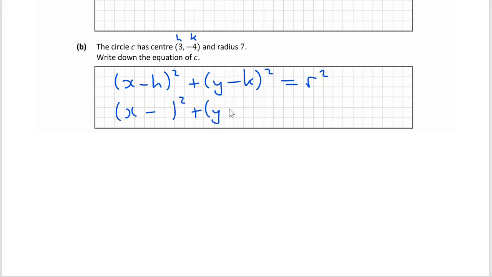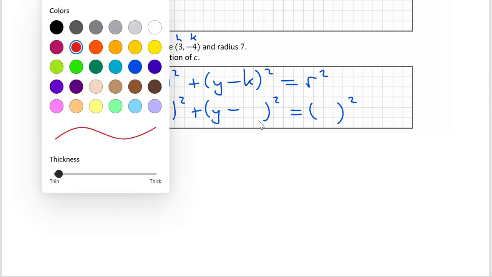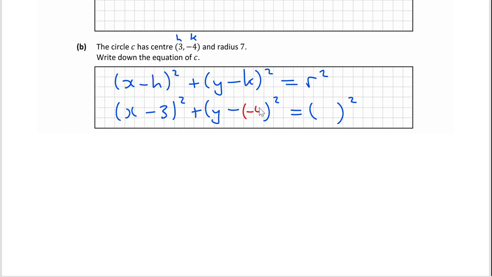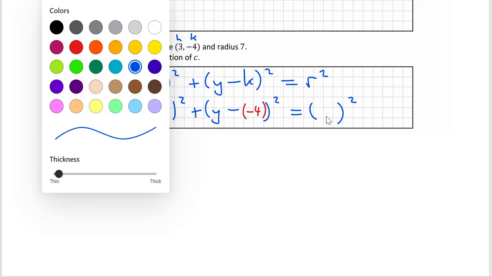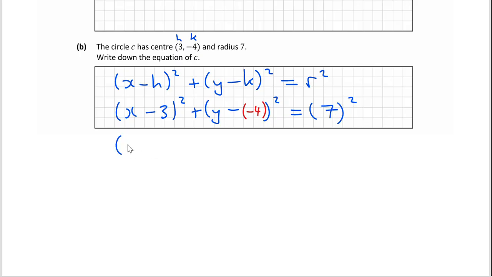And we start plugging in values. h is 3. I always told you, if you have a negative number, make sure you put in brackets. And r there, simple enough, is 7 going in there. So now changing that, that's going to be x minus 3 to be squared plus y plus 4 to be squared is equal to 49.